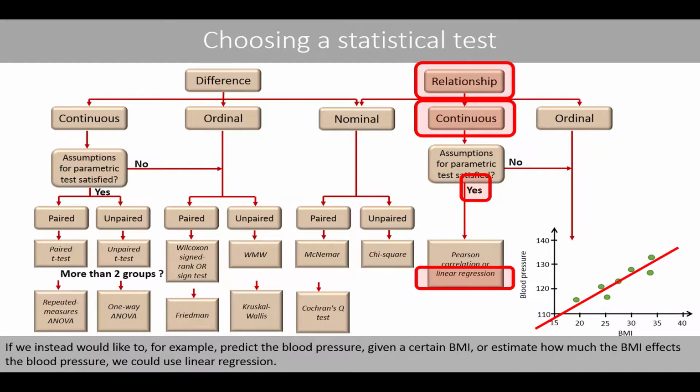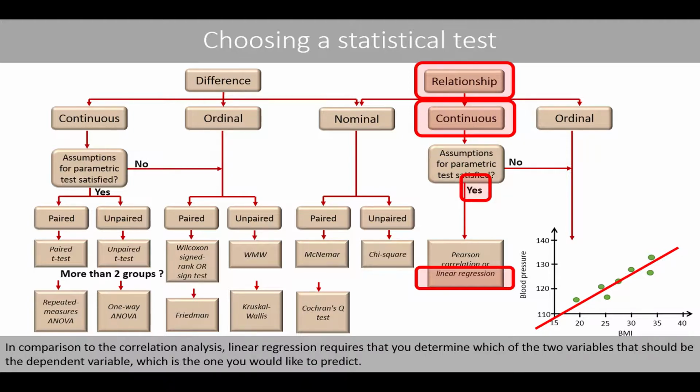If we instead would like to, for example, predict the blood pressure given a certain body mass index, or estimate how much the body mass index affects the blood pressure, we could use linear regression. In comparison to the correlation analysis, linear regression requires that you determine which of the two variables should be the dependent variable, which is the one you would like to predict.